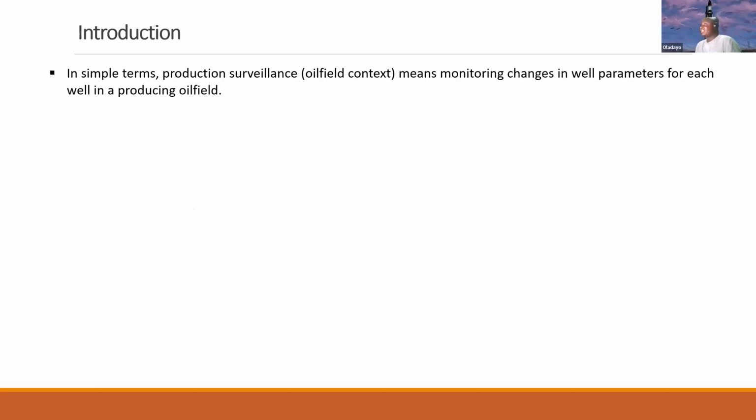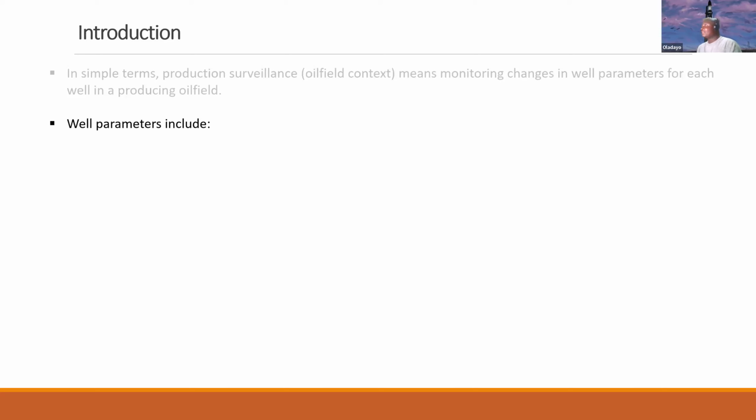So introduction. Like I said, in simple terms, production surveillance means you're monitoring changes in well parameters for wells in a producing oil field. In a producing oil field, you have many wells and you get a lot of data from those wells in terms of the rate at which they are producing. You have a lot of sensors, pressure sensors, so you get a lot of pressure information. There are also things like BS&W, GOR. The well parameters include rate for oil, gas, and water from each well. By rates, you're talking about the volume that each well produces in a 24-hour period for oil, gas, and water.